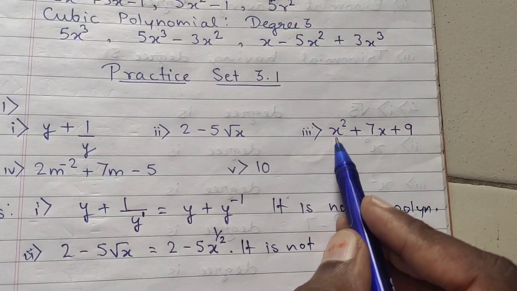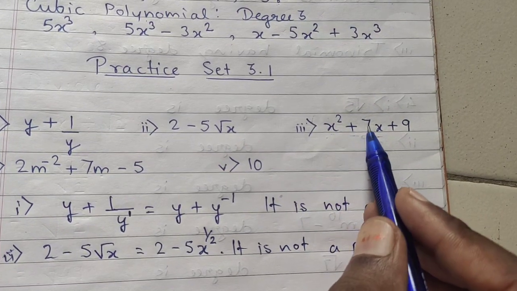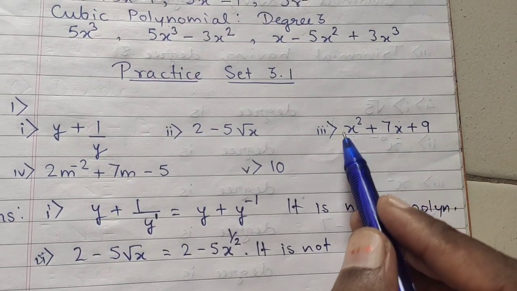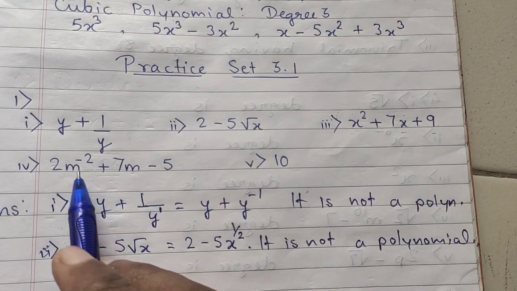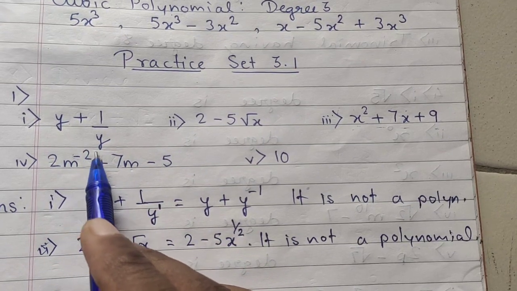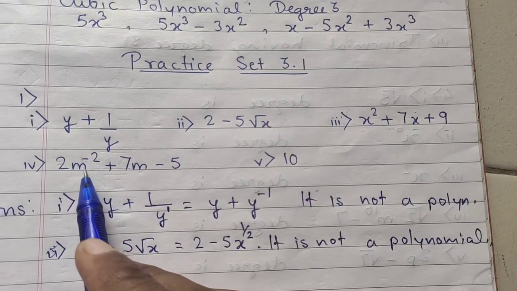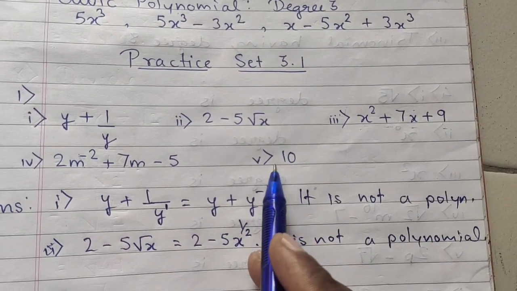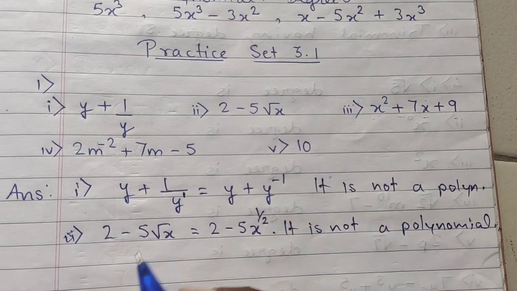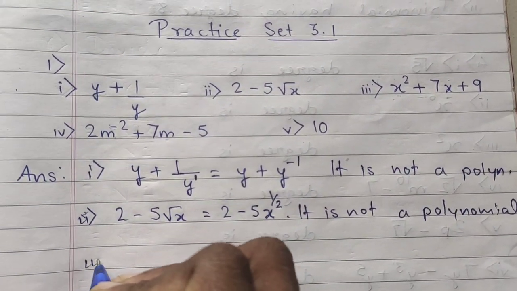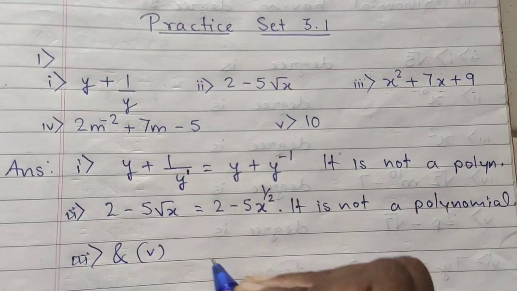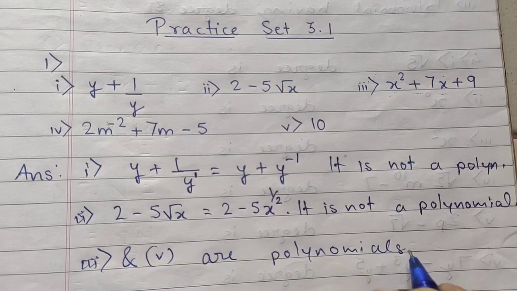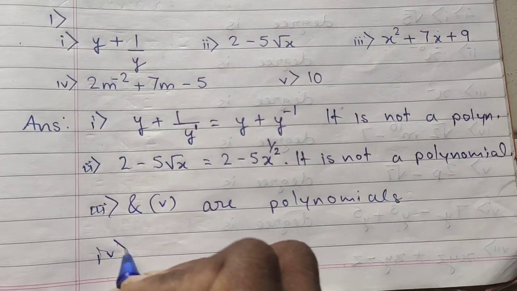Now see the third one. The third one is a polynomial. It is very simple because the power is positive. This is power 2, this is power 1. So the third one is a polynomial. What about the fourth one? It is very clear that the power is minus 2. So this is not a polynomial. And the fifth one, it is a single number, and you know this is a monomial. So this is a polynomial. So the third and fifth are polynomials, whereas your fourth one is not a polynomial.